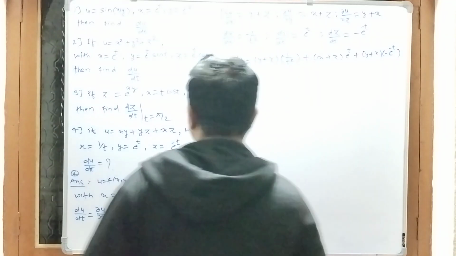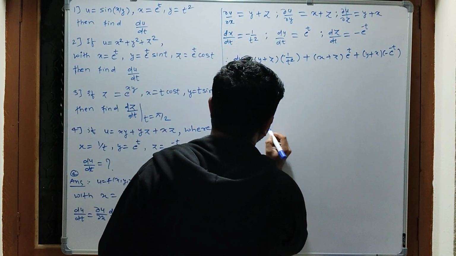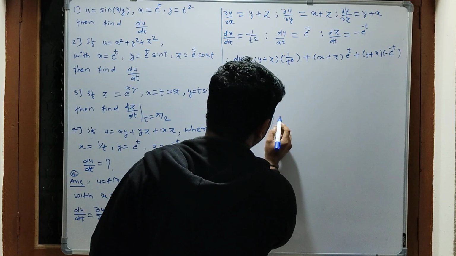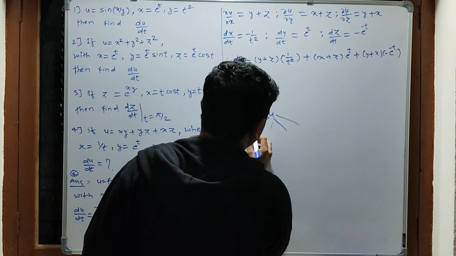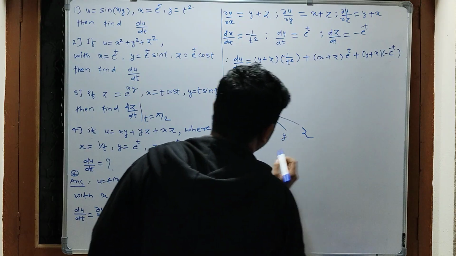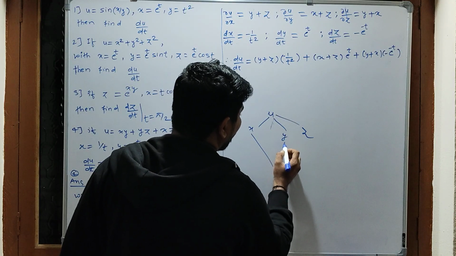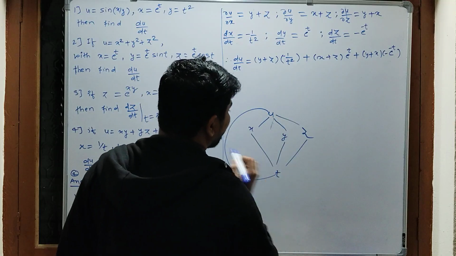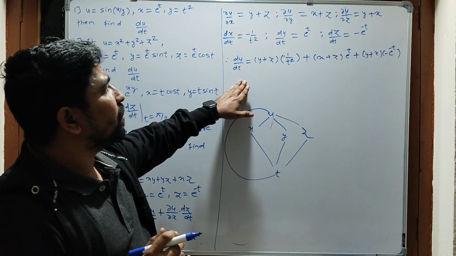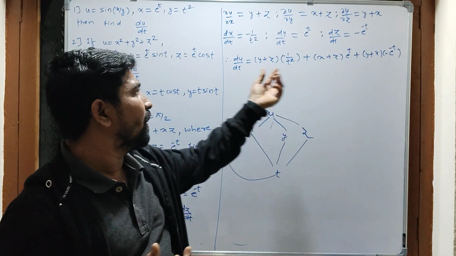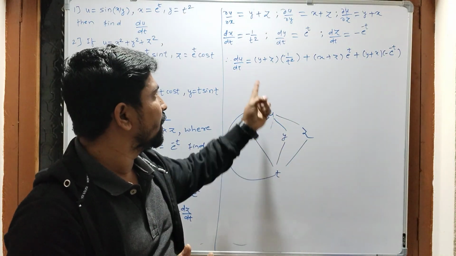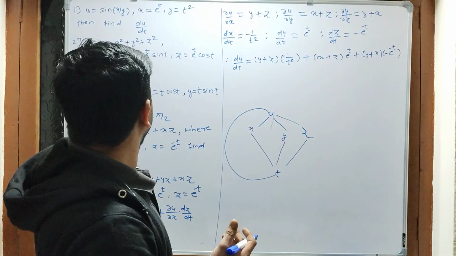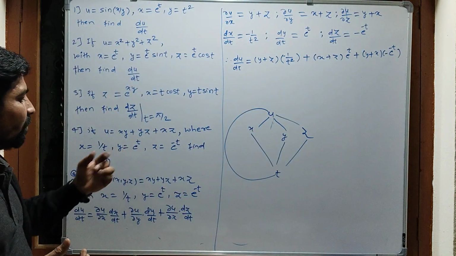Now just observe one thing here. u is a function of x, y and z, and x is a function of t, y is a function of t, and z is a function of t. So anyhow u is a function of t. Here I want to write this whole equation in terms of t, because u is a function of the single variable t, so I write x, y, z in terms of t with the help of the given information.